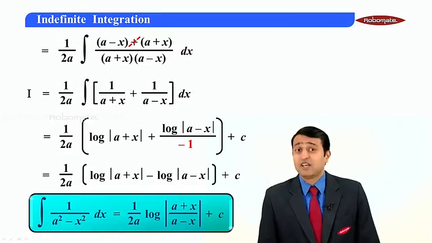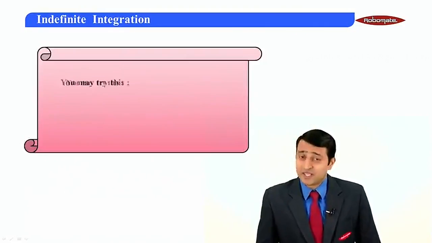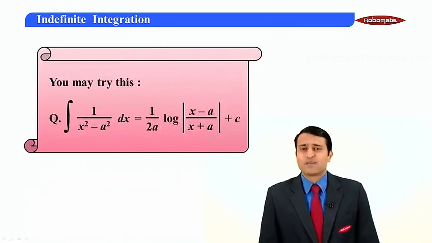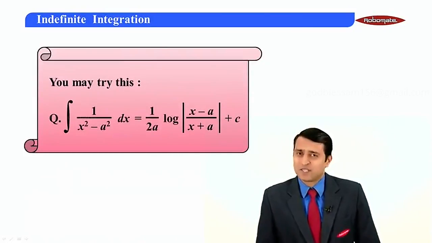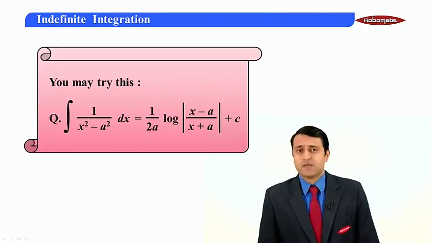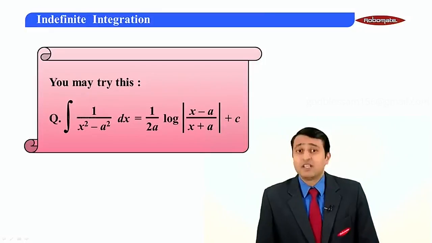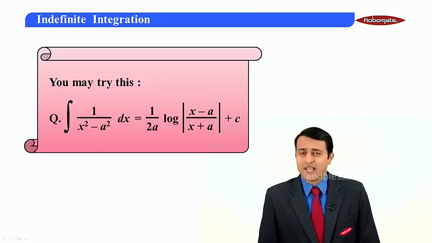And that's the proof. We have one more to go, and that you can take as homework. So you have to prove that the integral of 1 upon x square minus a square dx is 1 by 2a log of x minus a upon x plus a plus c. These three standard formulas are to be remembered, so please practice them nicely. That's all we have in this module. Thank you very much.